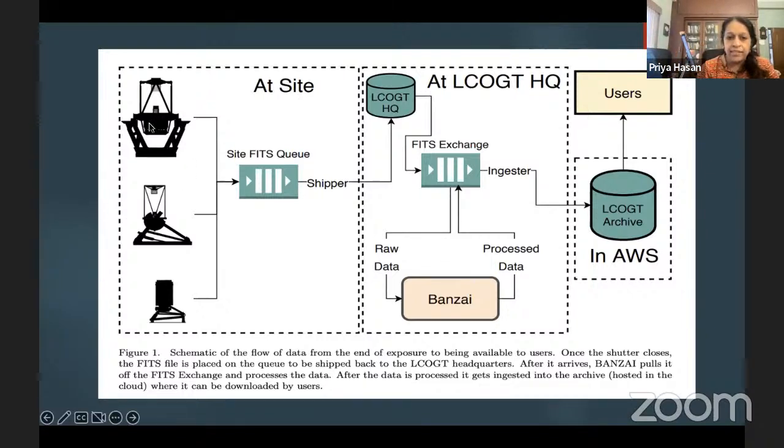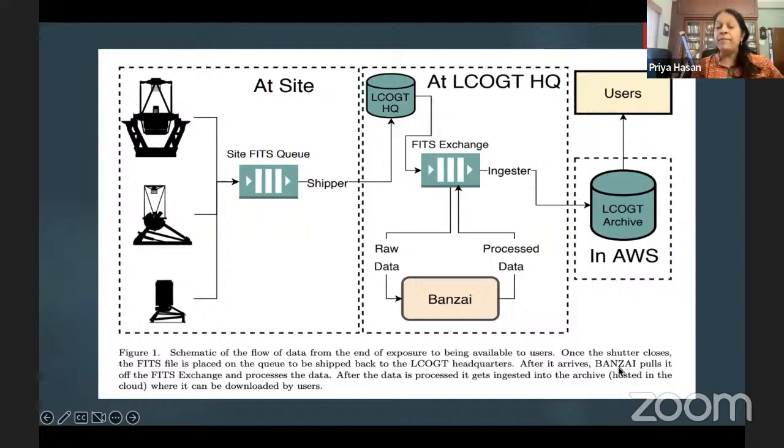So what happens is you start off with the FITS data, right? And then once the shutter closes, the FITS data is sent to this FITS queue. Then it goes to LCO-GT. This is the global telescopes headquarters. It's sent to the headquarters. And then from the headquarters, once it's arrived, then this BANZAI pipeline.